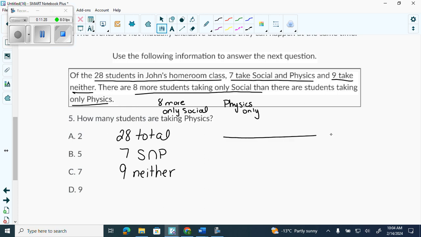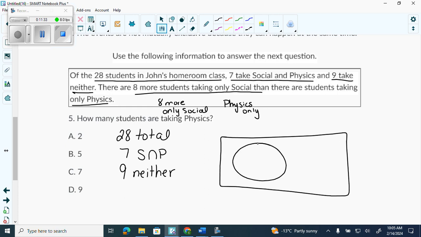Okay, so I have overlap. Let's go here. We have social. We have physics. We have 7 in both. Yes? We have 9 in neither. Now, they are the only regions. Only social and only physics are those open spots, correct? Because only is just those spots when it is only one region.